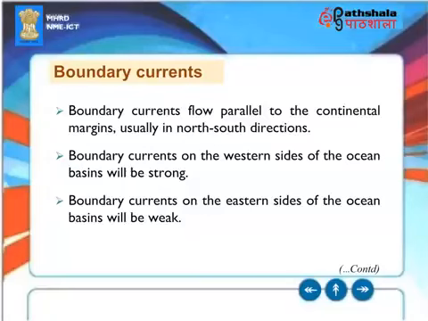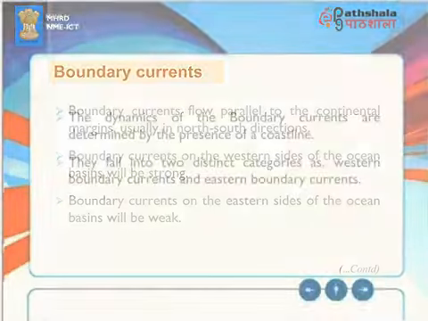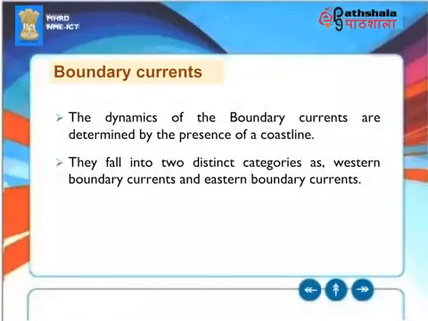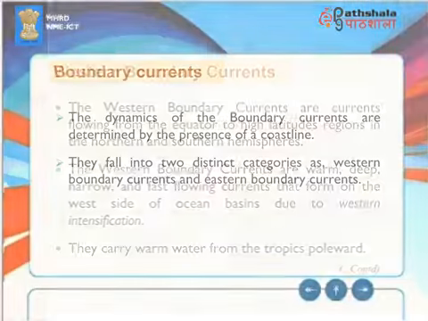Boundary currents. Boundary currents flow parallel to the continental margins, usually in north-south directions. Boundary currents on the western sides of the ocean basins will be strong. Boundary currents on the eastern sides of the ocean basins will be weak. The dynamics of the boundary currents are determined by the presence of a coastline. They fall into 2 distinct categories as western boundary currents and eastern boundary currents.